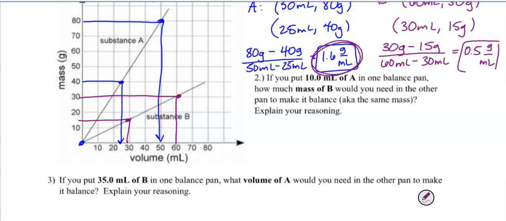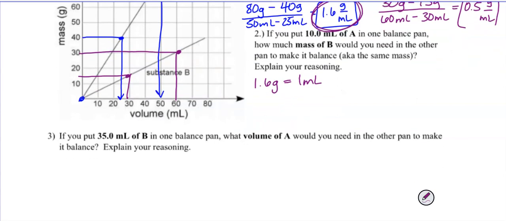If I had 1 milliliter of substance A, I can rewrite this as saying I have 1.6 grams. That's 1 milliliter. So if I have 1 milliliter of substance A, it will weigh 1.6 grams. So you could think of it as a ratio. How much will it weigh if I have 10 milliliters? Well, if you multiply one side by 10, you have to multiply the other side by 10. So 1.6 times 10 is 16 grams. Okay? Sometimes it's that easy, where we can just do ratio.